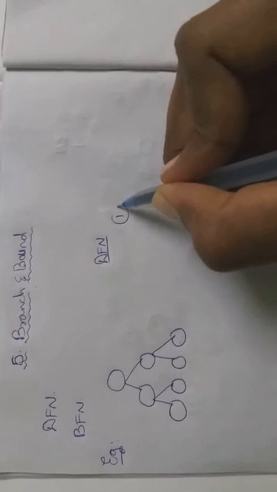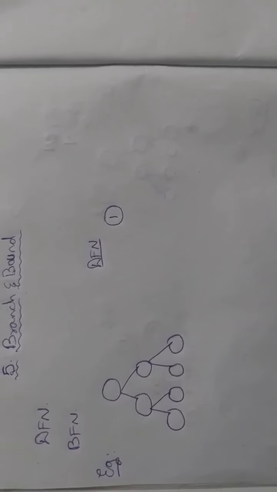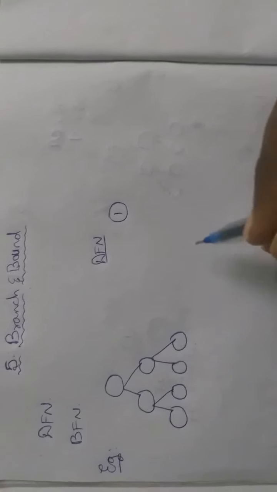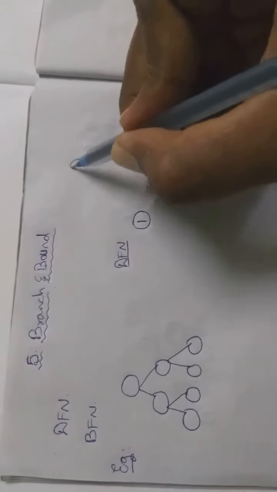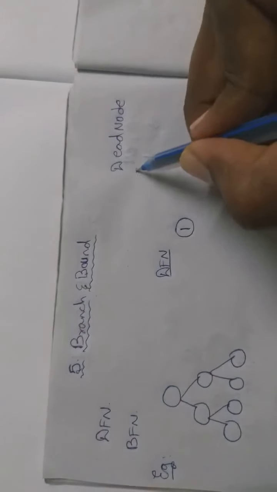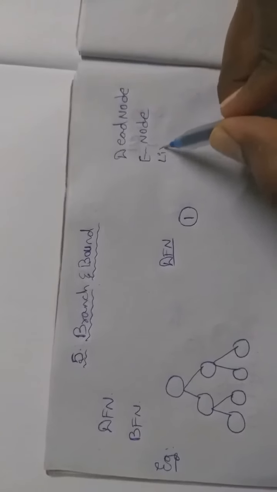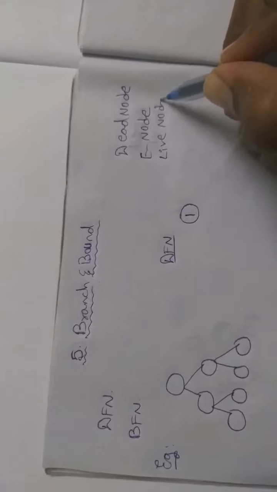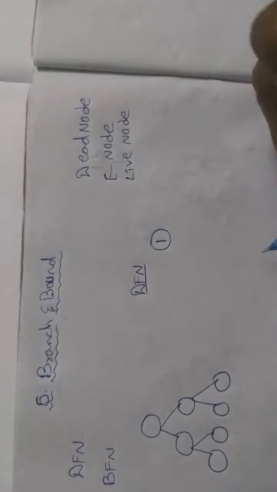For example, in the node number 1, in the depth first node generation, the nodes keep on generating until the leaf nodes where there are no nodes to be generated. First of all, I think you remember the definitions of a dead node. Since it is important to remember the dead node, E node and live node definitions in order to understand this unit, I'll just try to revise it. What is a dead node, what is an E node, and what is a live node?